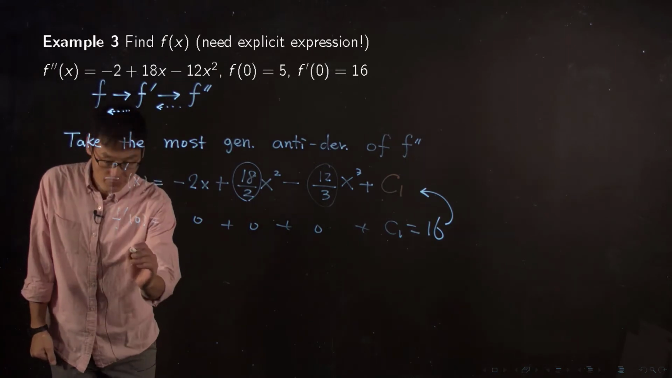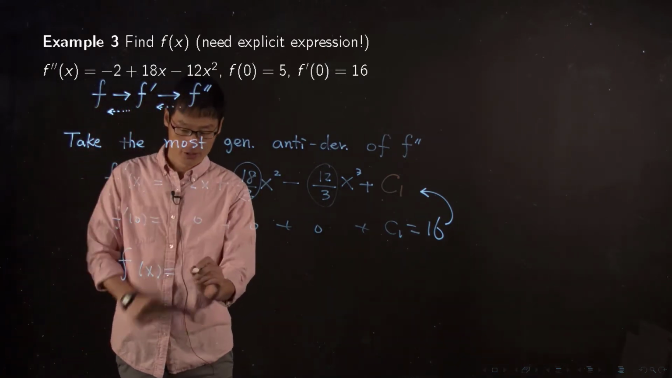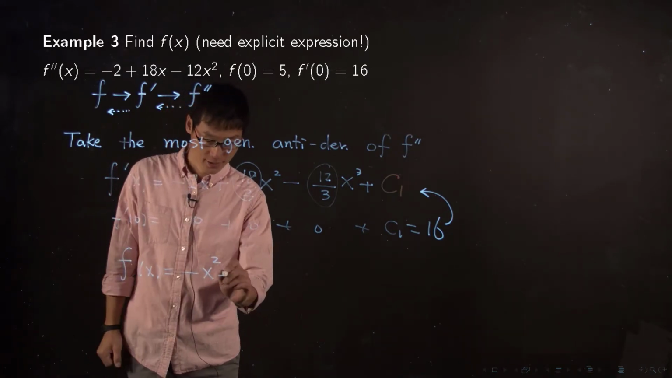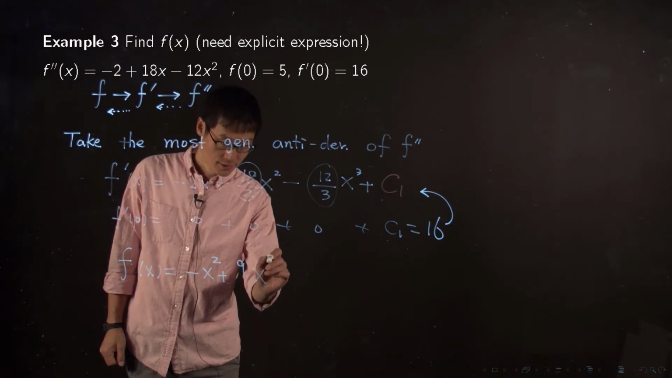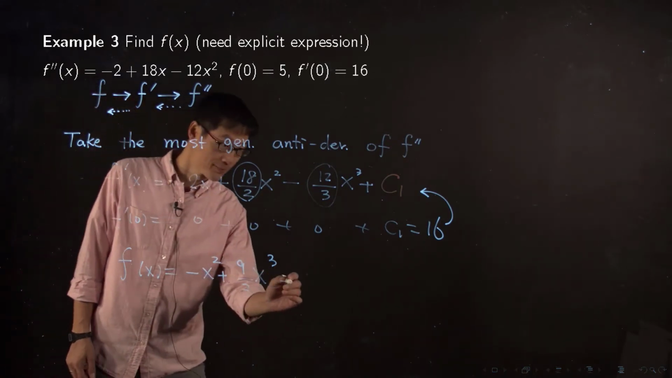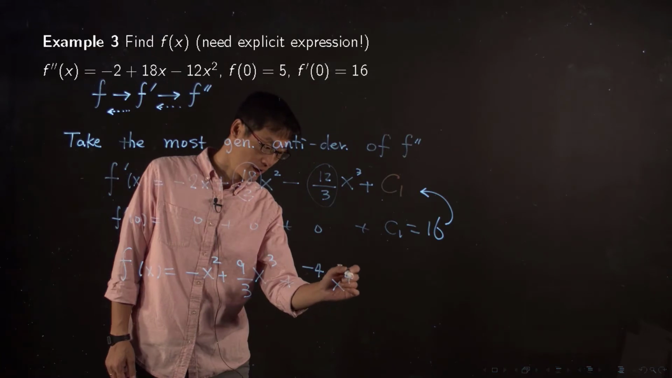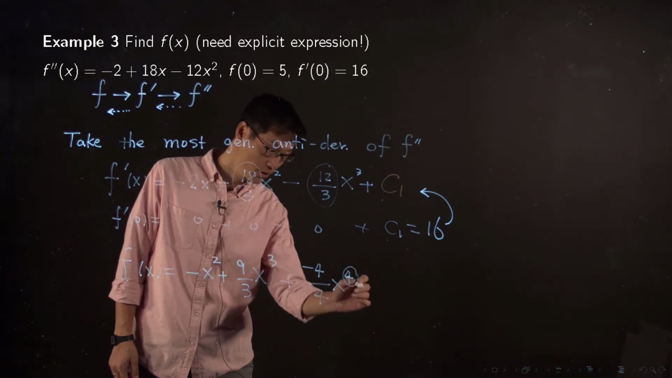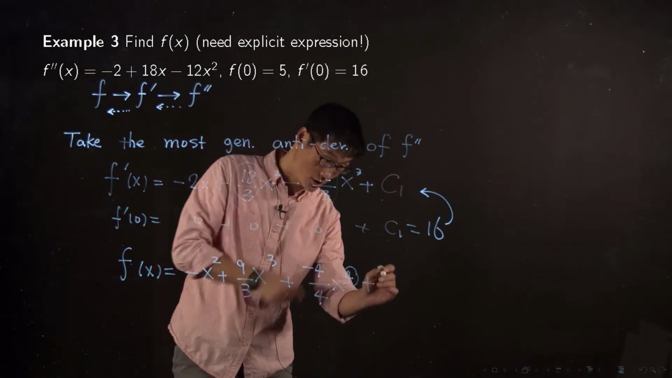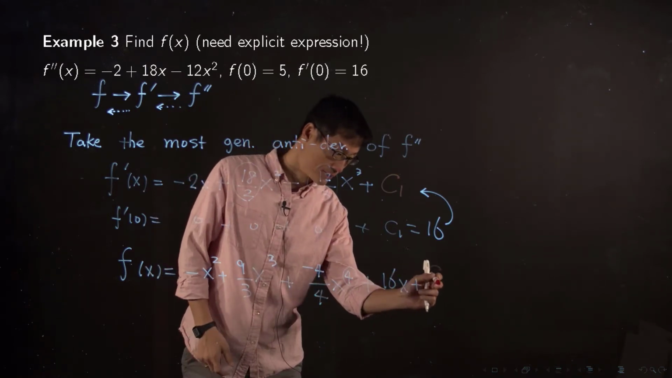Okay, for f, we take the antiderivative again. So negative 2x will give you negative x squared. And then this is just 9. For this new power, we need 1/3. And this is just negative 4. And again, for this new power, we need 1/4. And then our constant is 16. So this 16 will give you 16x, and then a constant.